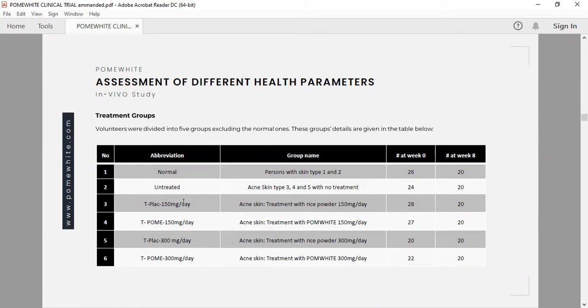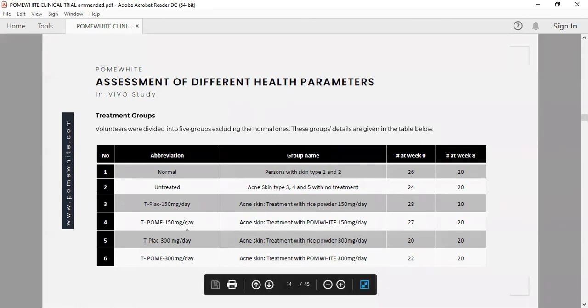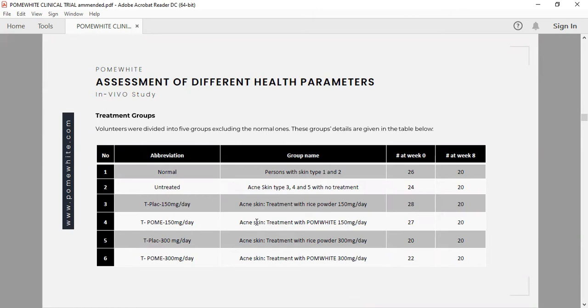The third group is the T placebo group, in which the acne skin people are there, the same types 3, 4, and 5, but they are treated with rice powder 150 mg per day. Then we have the T POMI 150 mg per day group. In this group, again, skin types 3, 4, and 5 with acne are present, and they are treated with Pomewhite 150 mg per day.